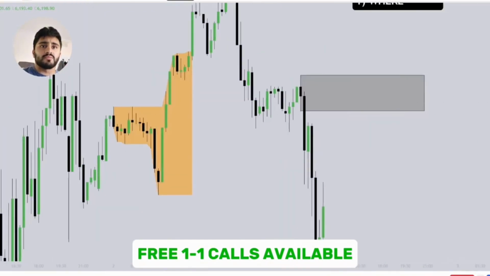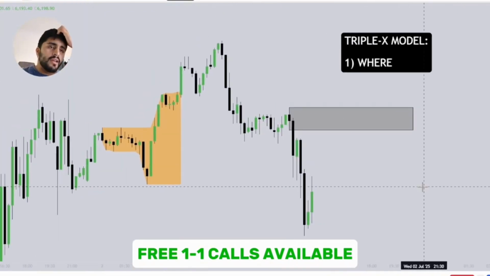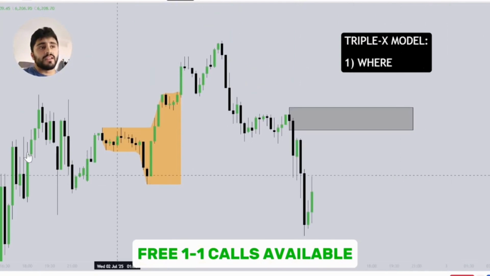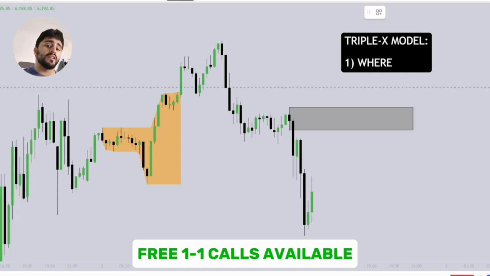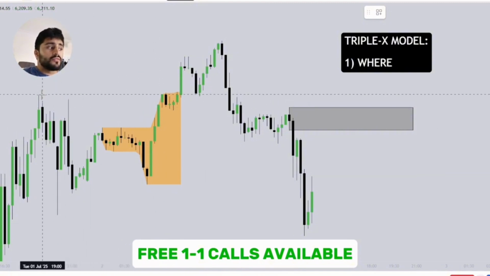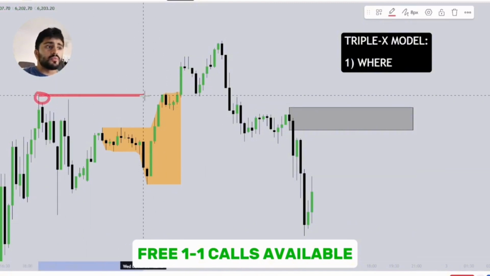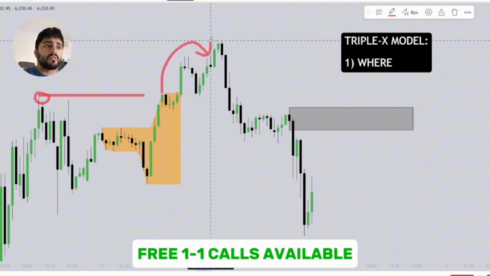Now, a couple of things about this point of interest I want traders to understand. I call this a two-phase manipulation model. The reason I call it a two-phase manipulation model is because price manipulates both sides of the Asian range. What we can see over here is first we see the previous day high being swept, and we also have the Asian range high being swept.